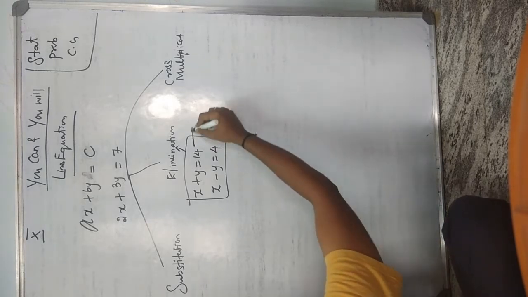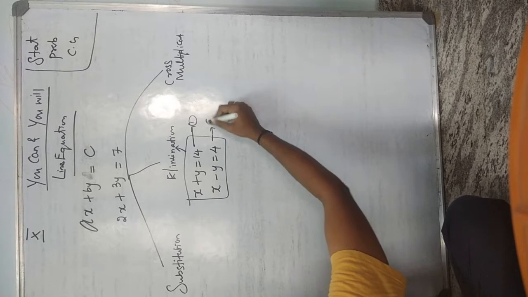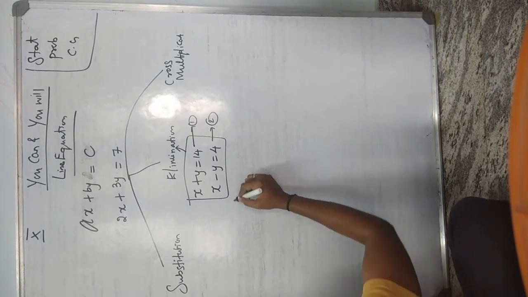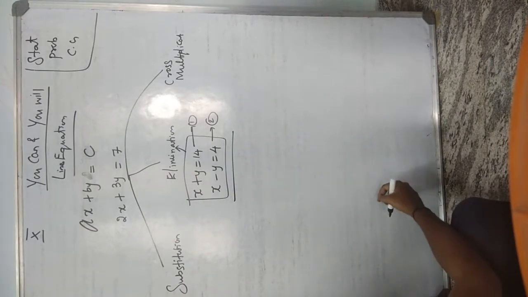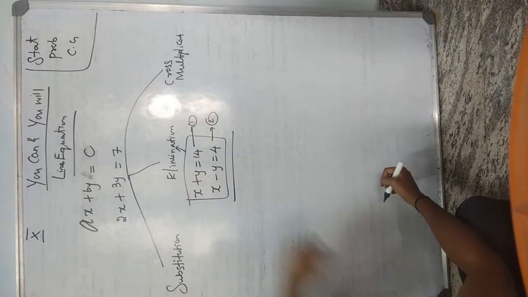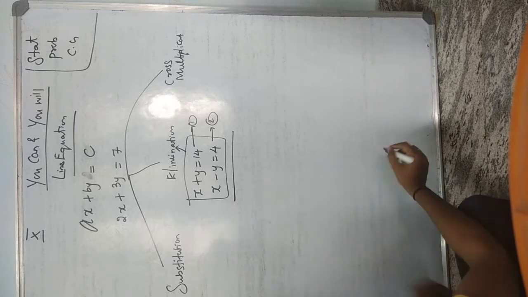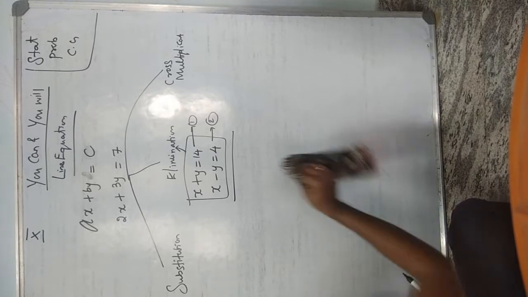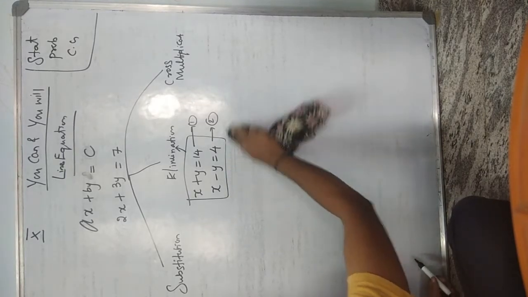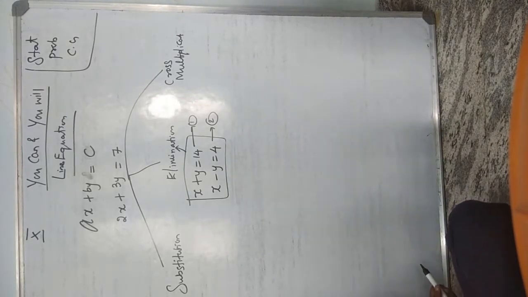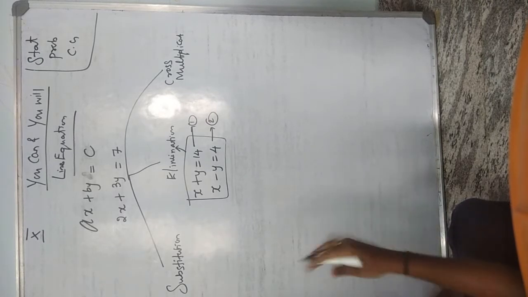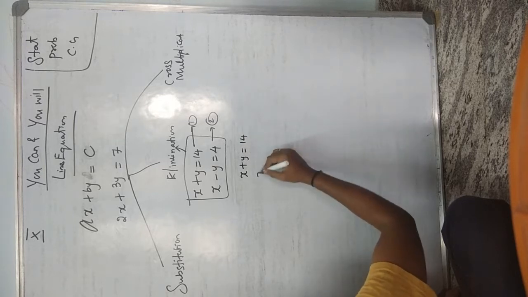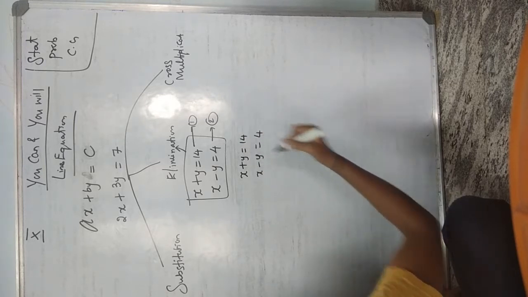This is equation number 1. This is equation number 2. Step number 1: is it possible to cancel as it is, plus and minus, or do you have to multiply by a number, or change the symbol? So keep three things in mind. Either you can cancel as it is, or you multiply a number in both the equations, then change the symbol. Anything you decide. So first, x plus y equal to 14, x minus y equal to 4.